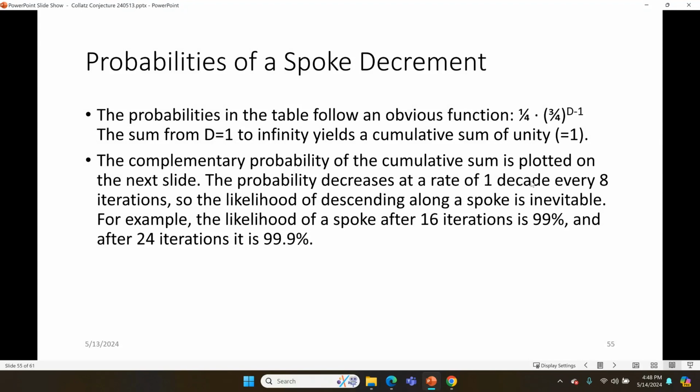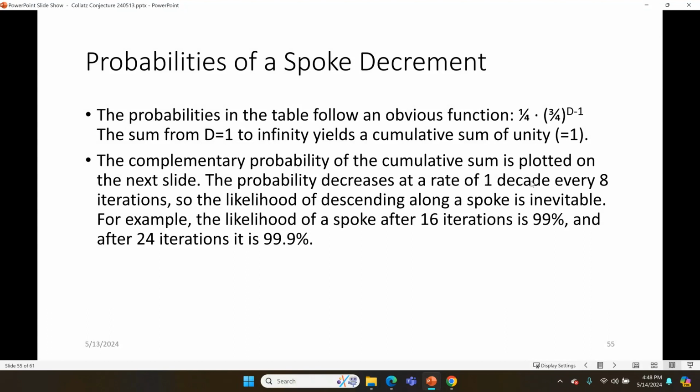iterations. We can extend this out to 100 steps on the decrement or the descent sequence in these charts here. That's on a log-log scale on the left and a semi-log scale on the right. The semi-log scale shows that the rate of decrement is 1 decade for 8 steps in the descent sequence. So if you take 100 steps somehow, then it's going to be a very, very small chance of not hitting a spoke.